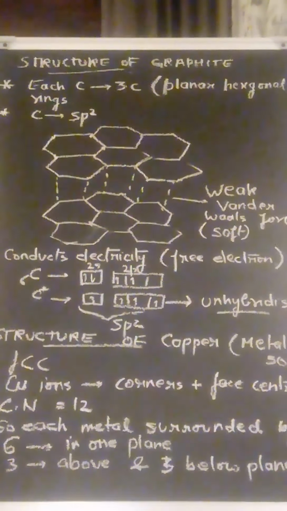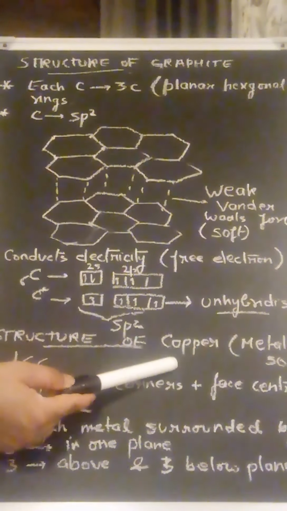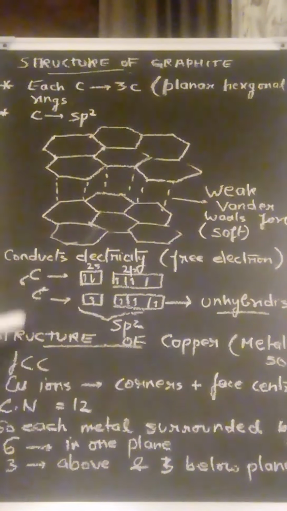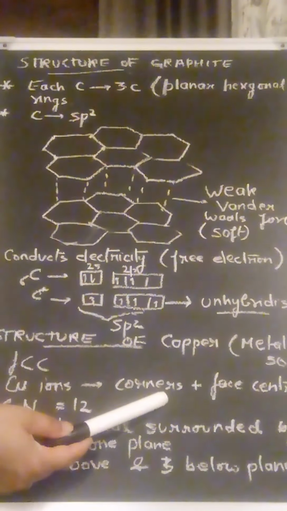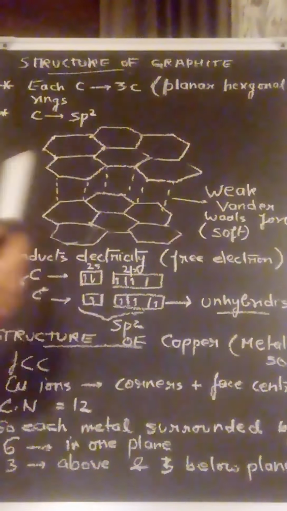Now the next structure, we come to the structure of a metallic solid, that is copper. For copper, we will understand that it arranges itself in an FCC arrangement. The cubic unit cell it crystallizes in is FCC, that is face-centered cubic. Since the unit cell is FCC, the metal ions occupy the corners and face centers. They are present at the corners and at the face centers.